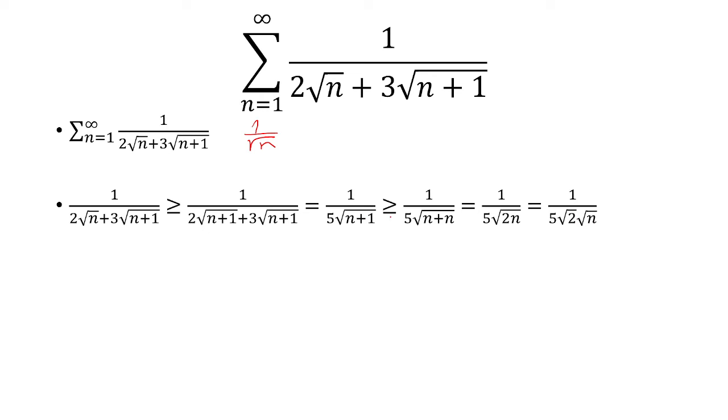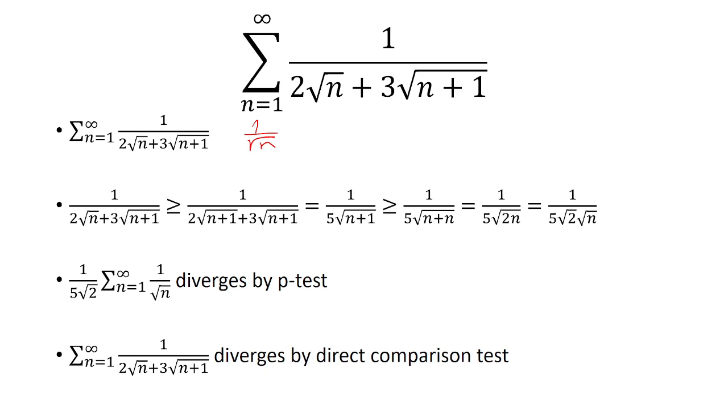The reason I did all of this is to get it basically the form 1 over square root of n. The constant here doesn't really matter. So I know that with 1 over 5 times square root of 2 times 1 over square root of n, that's going to diverge by the p-test. So by the direct comparison test, our original series also diverges. So if something smaller diverges, then something bigger will diverge.